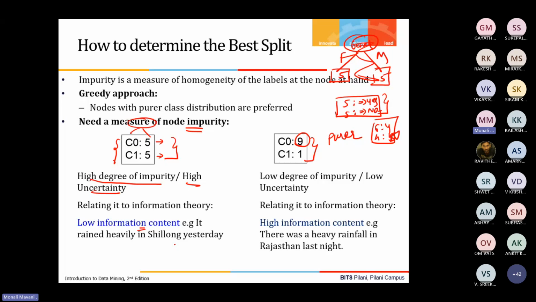So first I'm relating information with a probability. I'm quantifying information using probability theory. And I'm also relating impurity. So a low degree of impurity means there is a high information content. So impurity, information theory, and probability theory are linked together over here.